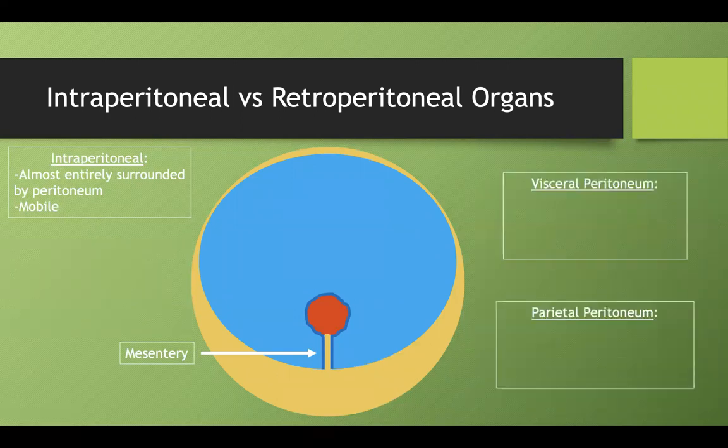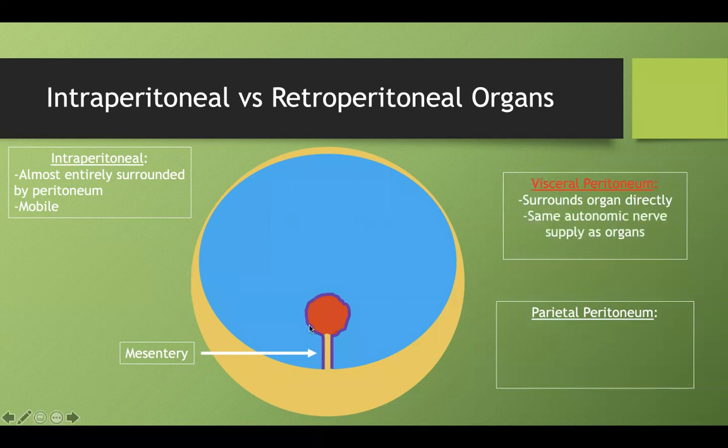Another thing I want to talk about is the two different types of peritoneum, visceral and parietal peritoneum. And this will play a role in a few of our disease conditions, especially appendicitis. So the visceral peritoneum is the peritoneum that surrounds the organ directly, and I'll highlight it in purple now. So you can see it surrounds the organ and its mesentery right here. And this has the same autonomic nerve supply as the organ itself, okay?